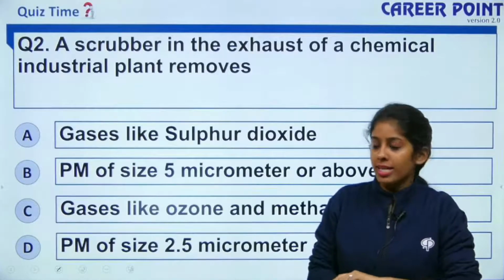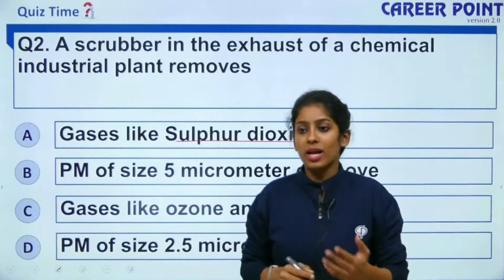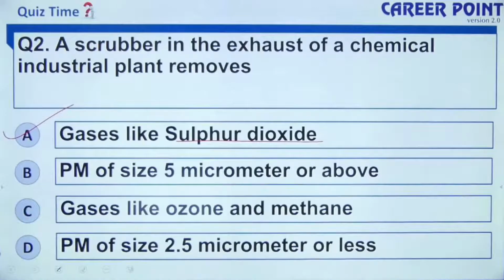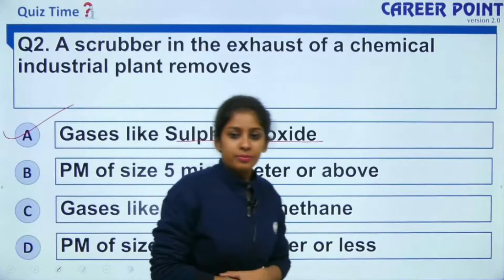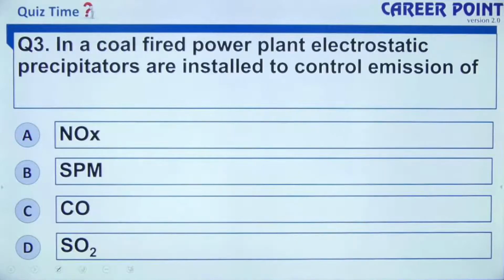Yes, it's an easy question. So it can remove gases like sulfur dioxide, because while teaching I told you, gases like sulfur dioxide can be removed from your scrubber, right? Is this clear? Yes. So shall I go to question number 3?